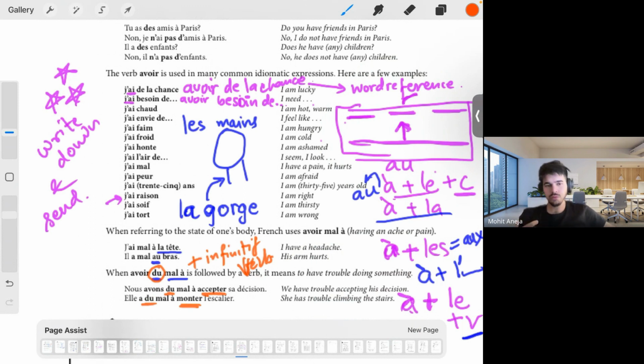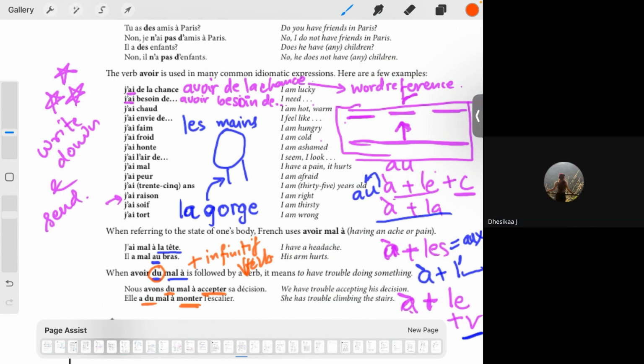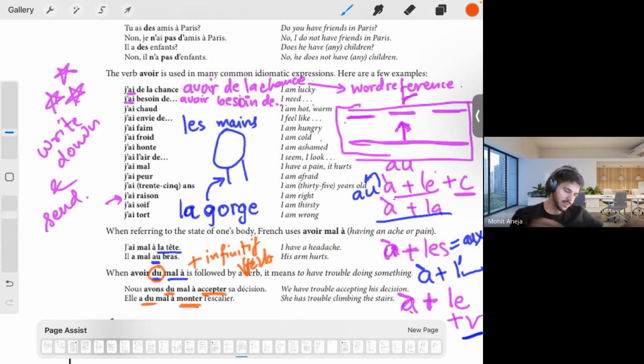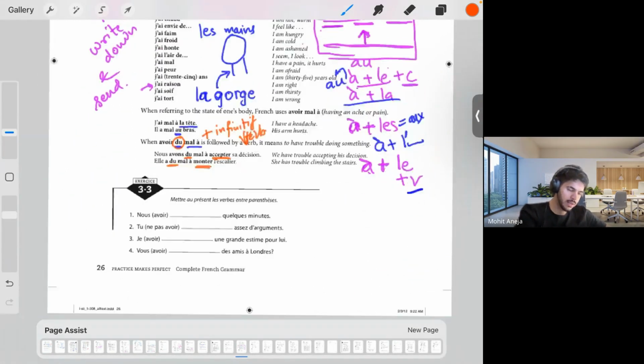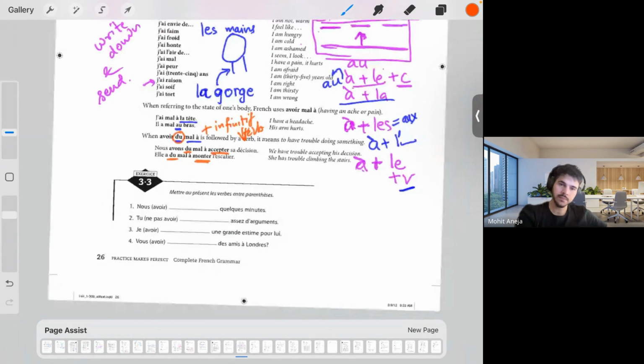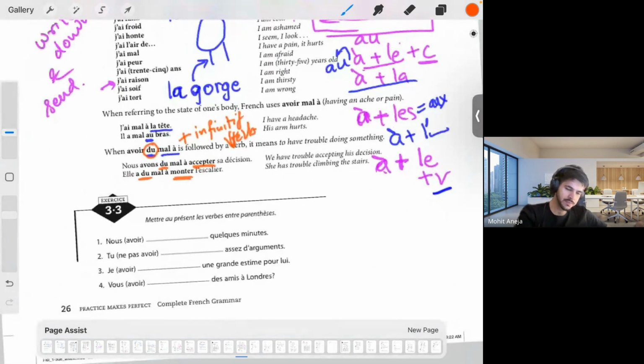For example, if you were to learn this concept and you say, I am facing a lot of trouble in learning French in general, how will you say that? J'ai du mal à apprendre le français. J'ai du mal à apprendre le français. Make sense? Easy enough?